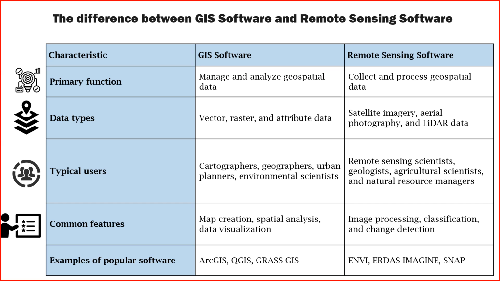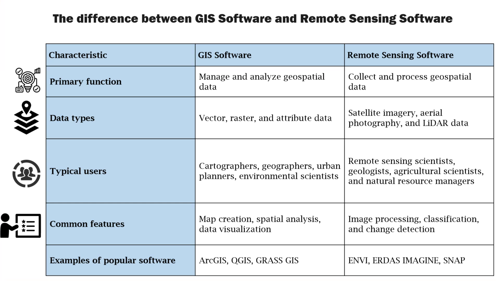Secondly, the remote sensing software collects and processes the geospatial data. It's satellite based data. You might collect it from the satellite or from the drone, in any form. That is the pixel based data. Okay. And second is the data types, the vector, raster, and attribute. Okay, those are the different data types: vector, raster, and attribute. But in case of the remote sensing software, there is a data type especially in the pixel base, like satellite imagery, like aerial photography, lidar data. Those are the pixel based data.